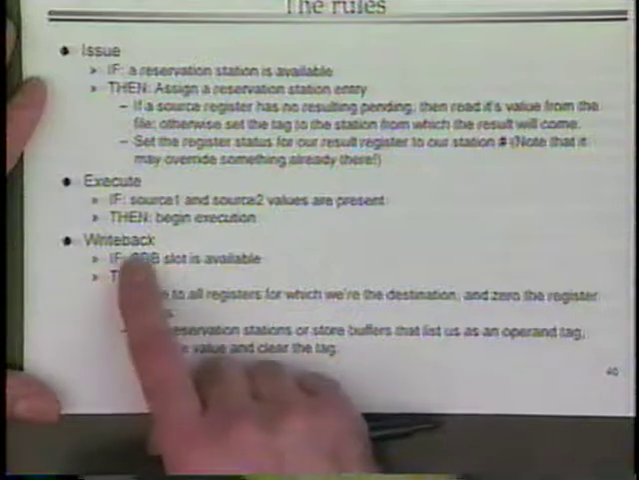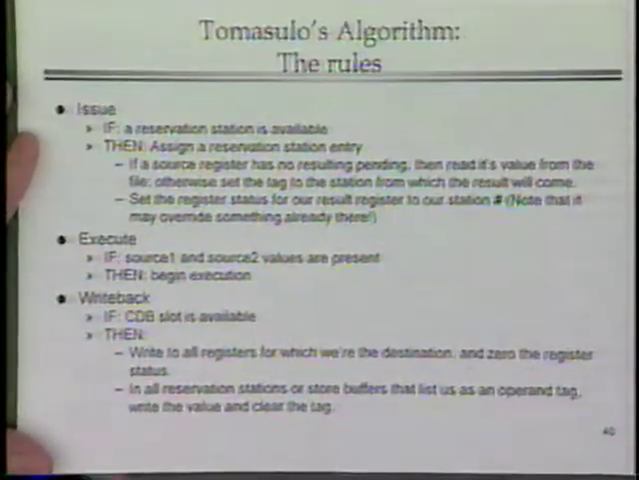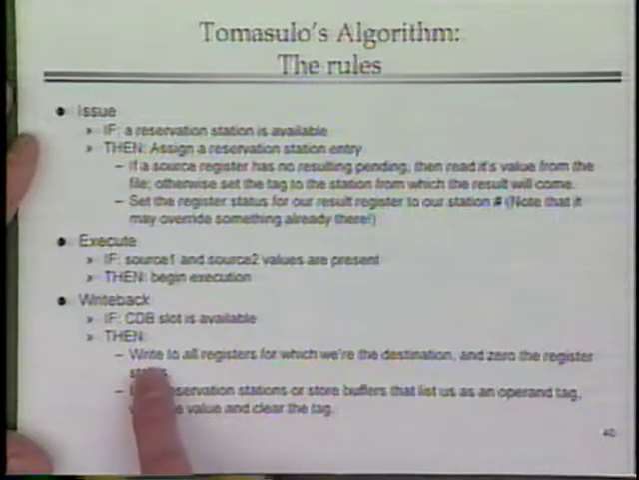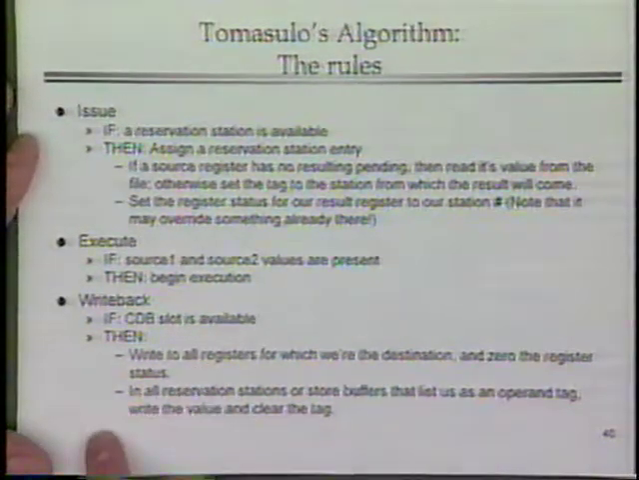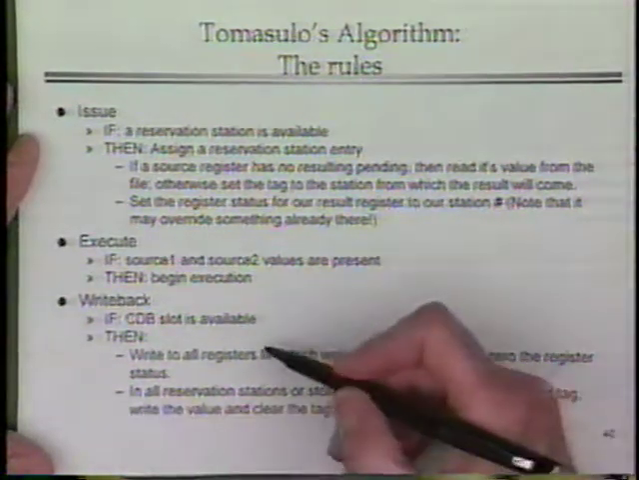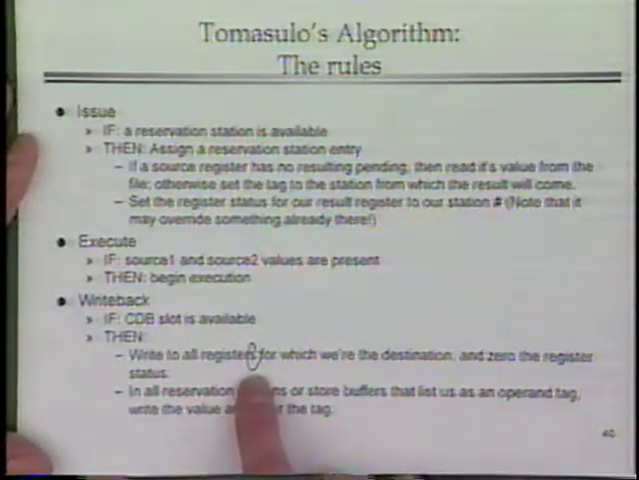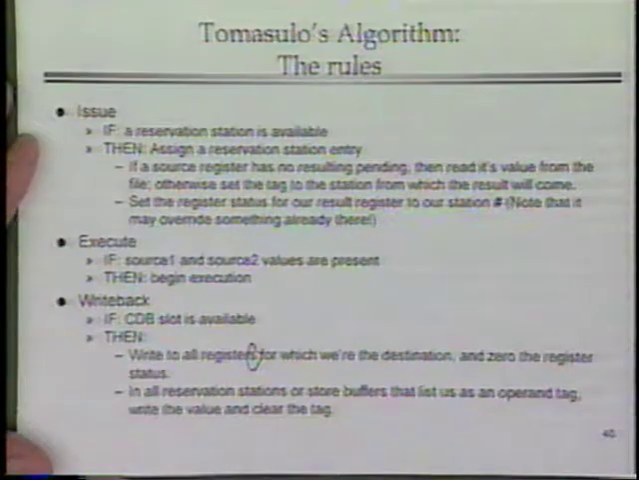In write back, you only have to wait until you can get a shot at this common data bus in order to be able to broadcast your result. And then you write to all the registers for which we're the destination, and you clear out the register status. All the registers. Can't think at the moment about why there should be more than one destination register for a particular functional unit. But I will think about that. There certainly can be one, our destination register, and you zero its register status.